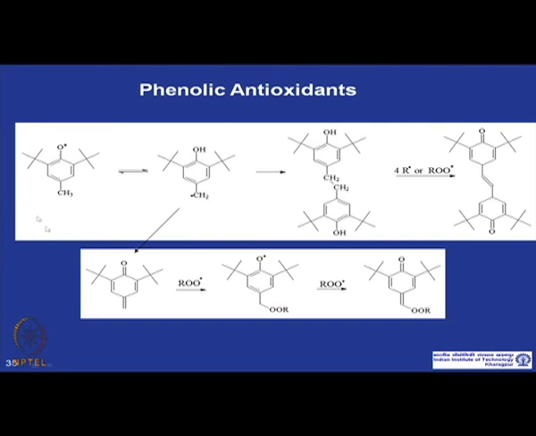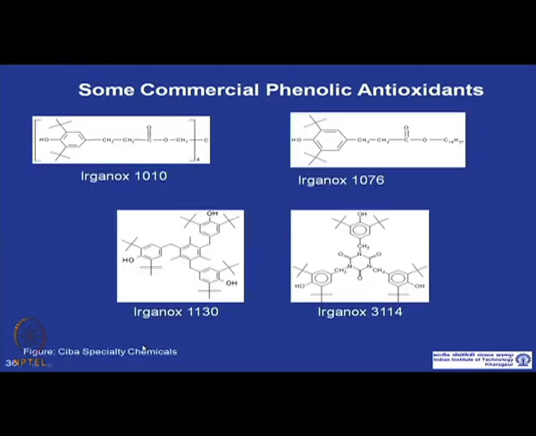So, basically they capture or trap the radical produced, and by doing this they basically reduce the oxidation process. The only drawback is that they sometimes form a colored compound in doing that. These are some examples. There are many phenolic antioxidants available in the market. These are some examples shown here. They are these phenolic antioxidants.